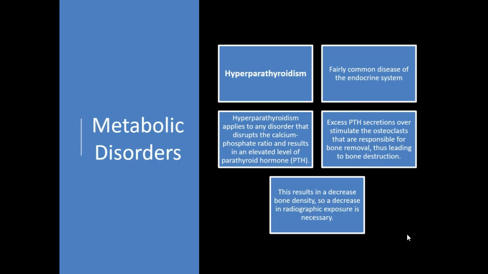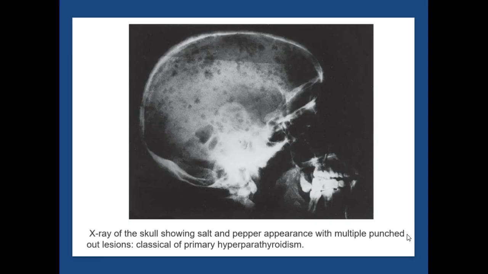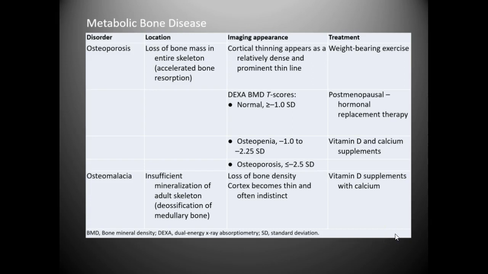Hyperparathyroidism, a fairly common disease of the endocrine system. Hyperparathyroidism applies to any disorder that disrupts calcium phosphate ratios and results in an elevated level of parathyroid hormone. The excessive PTH secretions overstimulate the osteoclasts that are responsible for bone removal, thus leading to bony destruction. This results in decreased bone density. You can see here, you get the salt and pepper appearance of the skull from hyperparathyroidism. And here is your metabolic disorder overview.